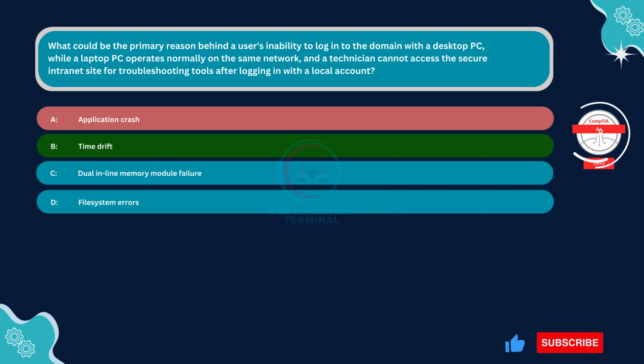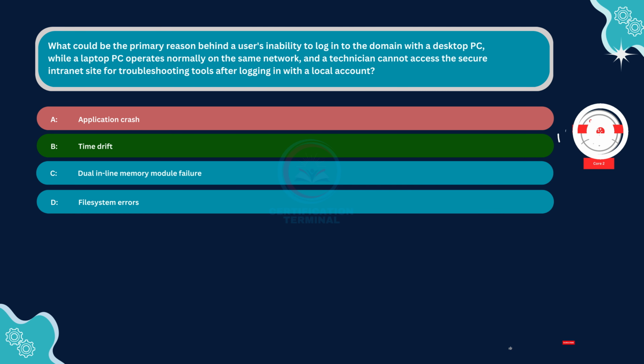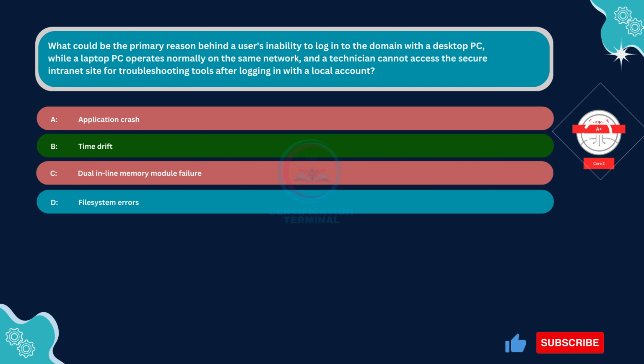Option A, application crash, is incorrect. An application crash might cause specific software issues, but is unlikely to affect the ability to log into the domain or access the intranet site. Option C, dual inline memory module failure, is incorrect. While memory issues could cause system instability or crashes, they are unlikely to be the primary reason for login failures or inability to access network resources.